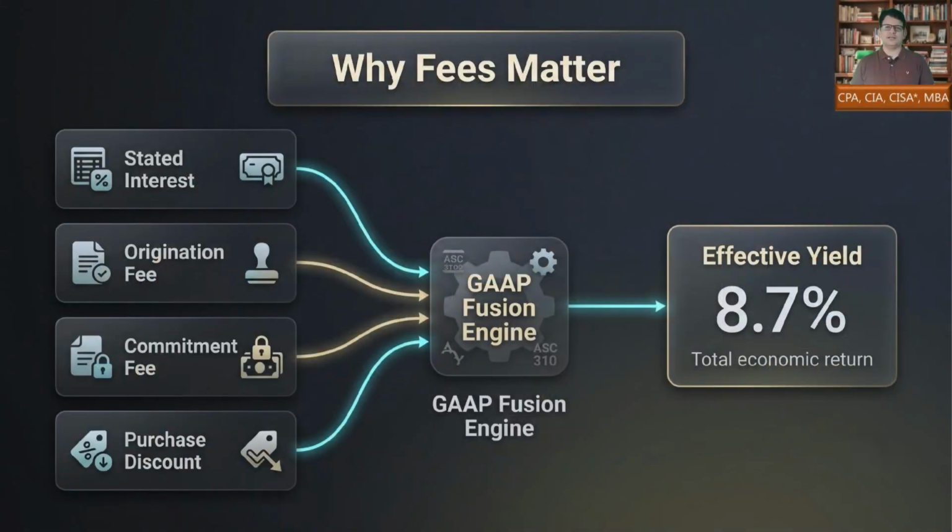Here is the core idea. Cash received today can change yield tomorrow. Suppose a loan says 8% on the contract, but the lender also collects an origination fee at closing. The lender's actual net investment is lower than the face amount, so the real return is higher than 8%. ASC 310-20 forces us to look past the coupon rate and ask the better economic question. Given everything the lender paid and received, what is the real rate of return on this loan?